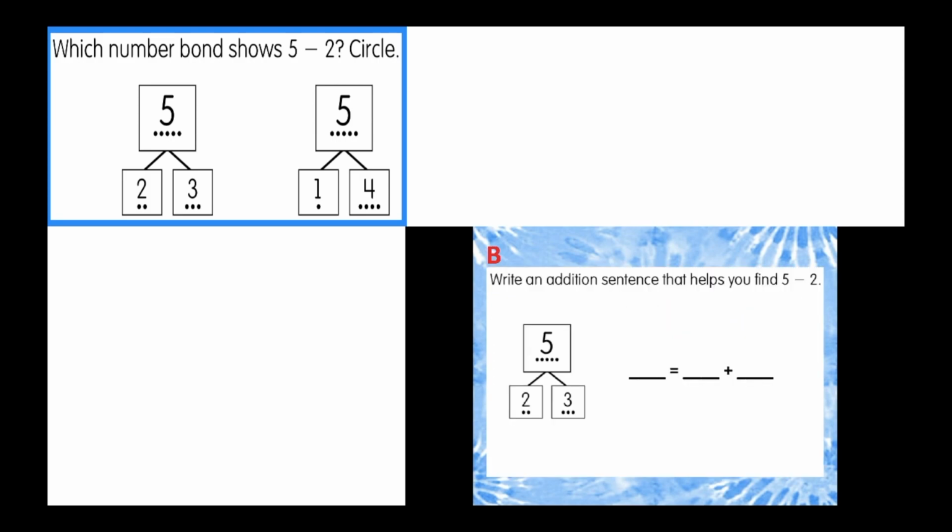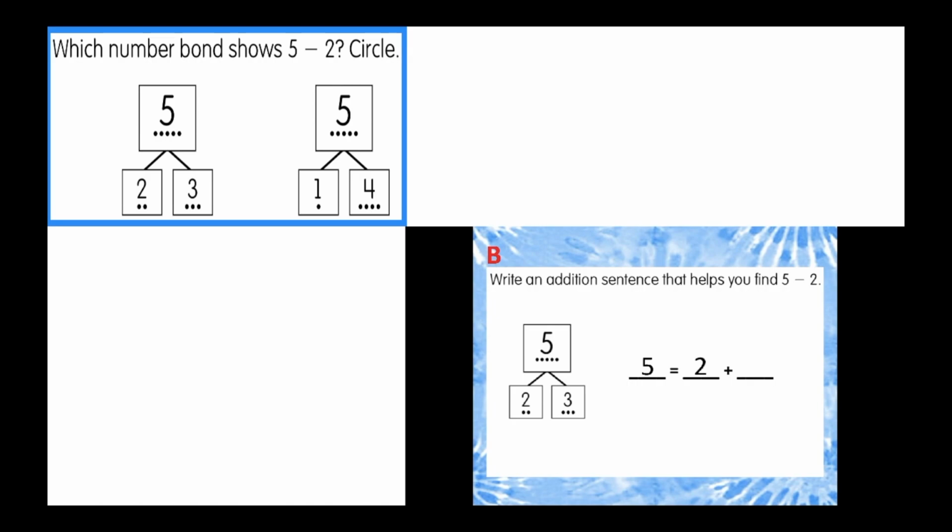Just like we did in example A, we're going to write an addition sentence that helps us find 5 minus 2. We know that 5 is our whole, so since this is an addition sentence, it's going to go on the side of the equal sign by itself.